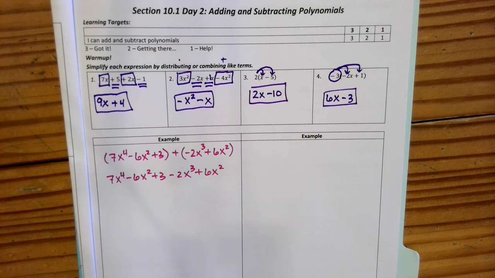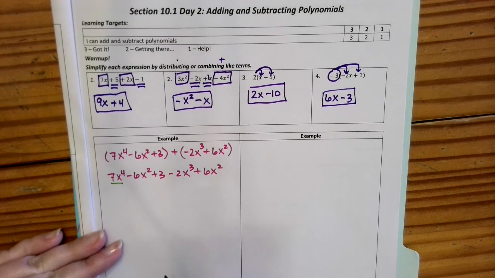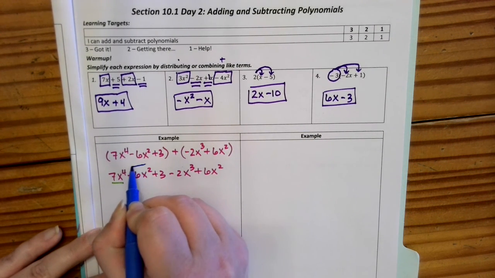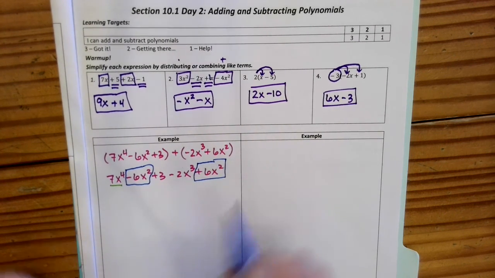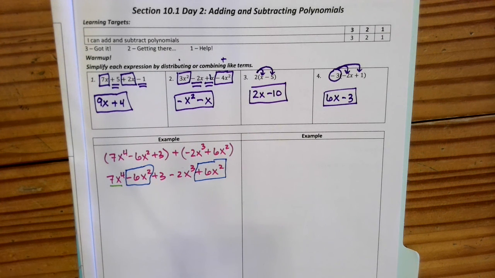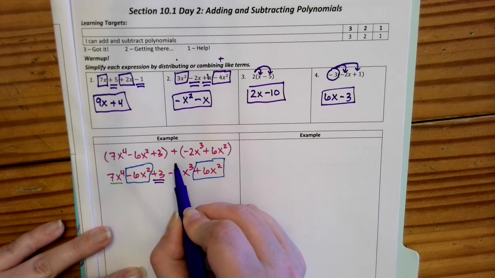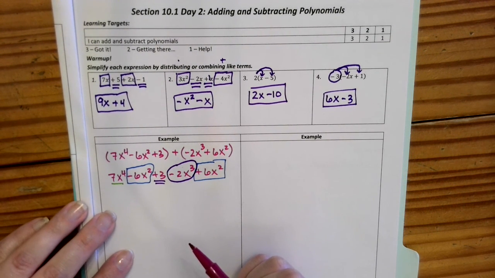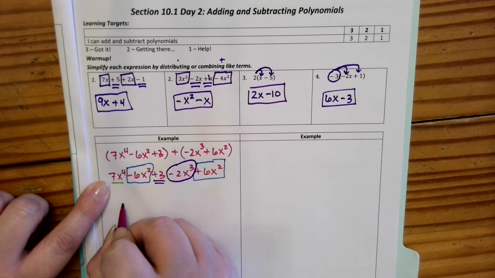So find the things that are the same. So 7x to the fourth, well, that's the only thing that's got a power of 4. So that's going to be by itself. But then we can see this negative 6x squared right here and a positive 6x squared right here. And then let's see what else. We can see that there's this positive 3, that's the only constant, and this minus 2x cubed is its own also. So when we write our answer, it needs to be in standard form, which means I always just look for the highest exponent first. So that would be that 7x to the fourth.